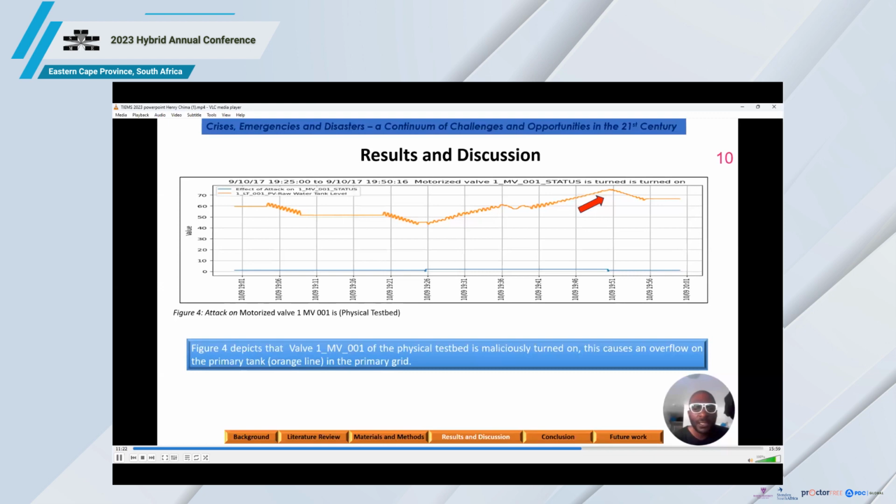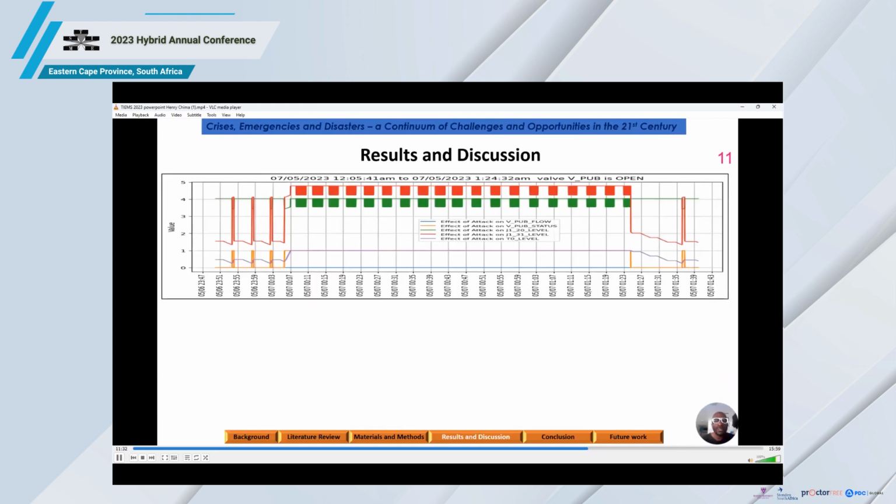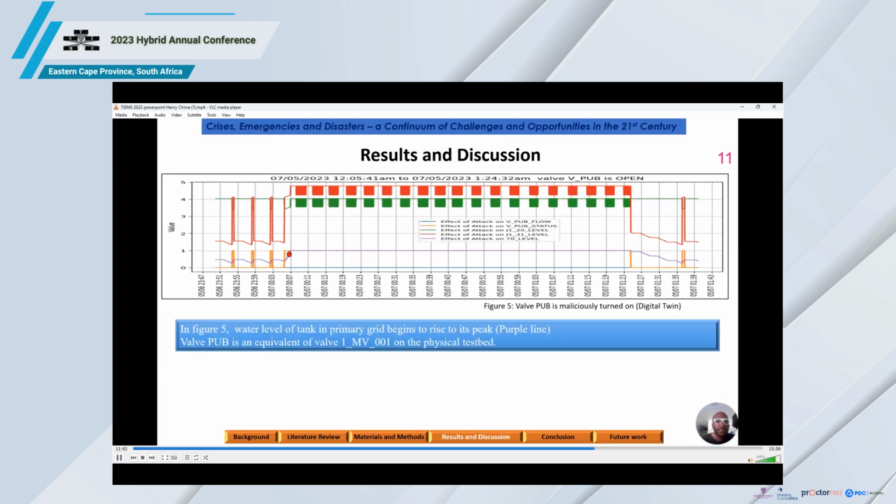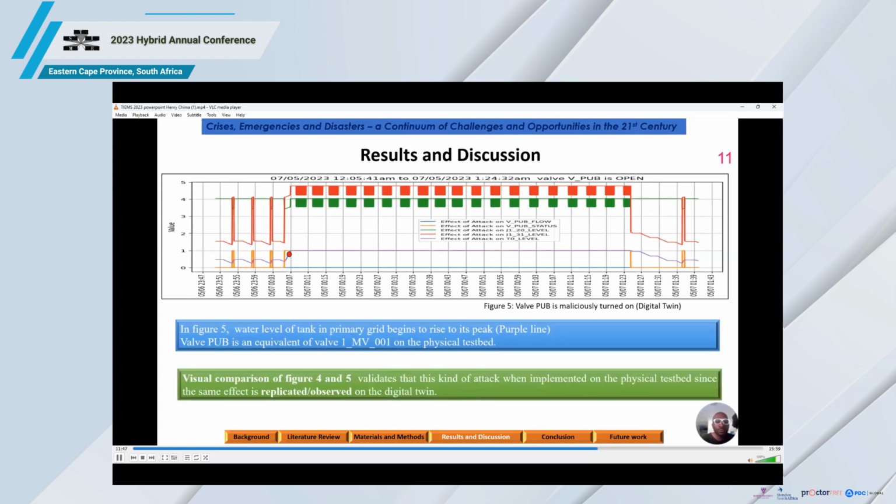Now, when the valve is actually turned off, there's an increase in the level of the primary tank in the physical test bed. Subsequently, when the same attack was implemented on the digital twin, it was also realized that the level of the primary tank in the digital twin also increased. So, using visual comparison between figures 4 and 5, that's this figure and the figure from the previous slide, you can see that such attacks are similar and they behave alike when implemented on the digital twin.